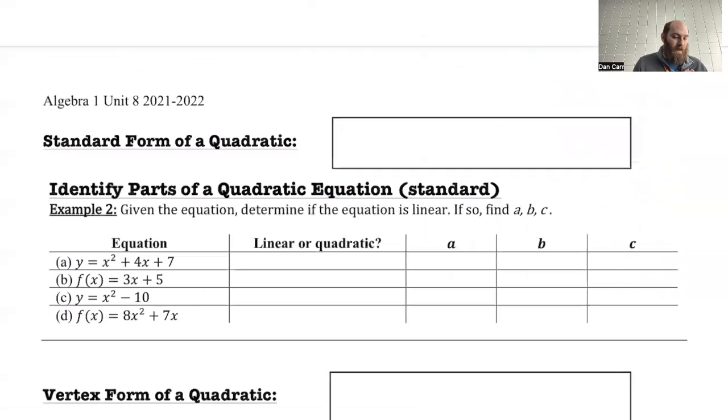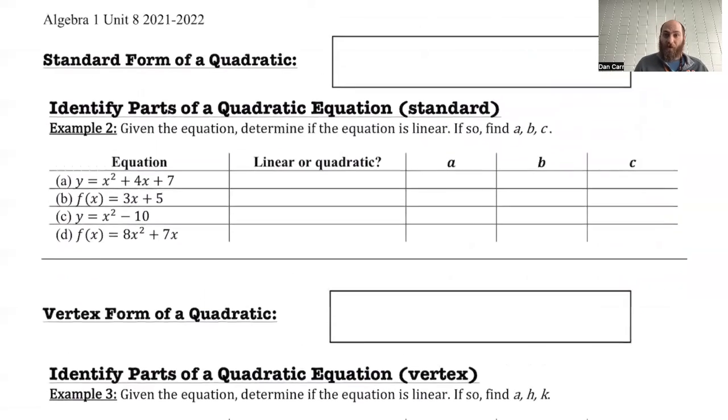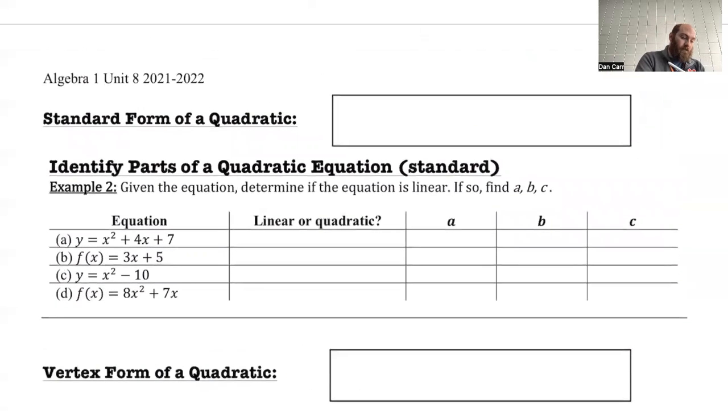All right. Two forms of quadratics that we're going to look at in this unit. The first one is called the standard form. It looks like this: y equals ax squared plus bx plus c. The other part of a quadratic is it has this right here. It has to be raised to the second power. So as long as you have a term that's raised to the second power, we have a quadratic function.